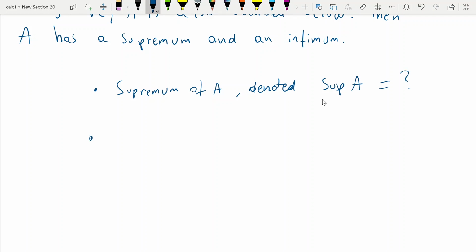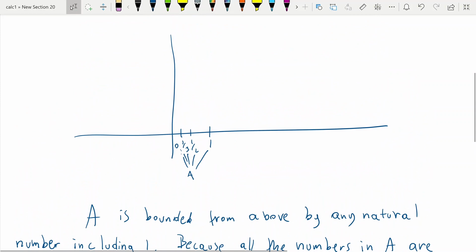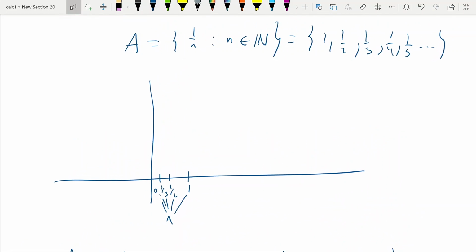And then the second question is: the infimum of A, denoted inf A, is equal to what? What are the candidates that we have here? Of course, A is bounded by any natural number greater than or equal to 1, and 1 is actually in the set. So the least upper bound cannot be smaller than 1 because 1 is in the set.